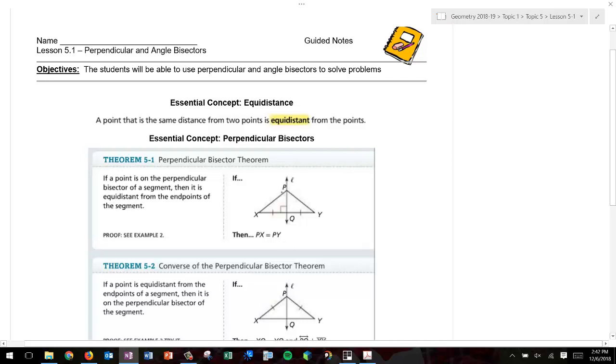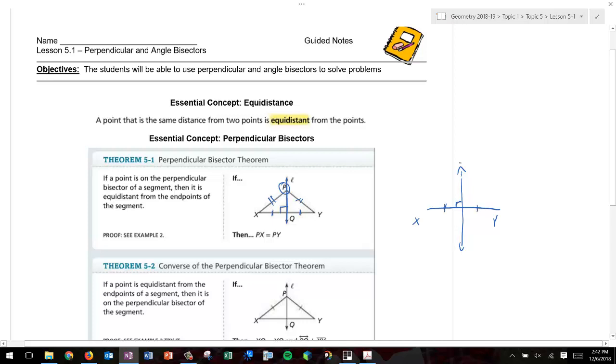In other words, if I were to draw in line PQ here, and it is perpendicular to my segment, and it splits it into two congruent parts, then anywhere this point sits is going to cause these two sides to be the same distance away. So I could draw this again, and I could draw X and Y, and draw in my perpendicular bisector here, and it's got perpendicular there, and I've got my two congruent parts here.